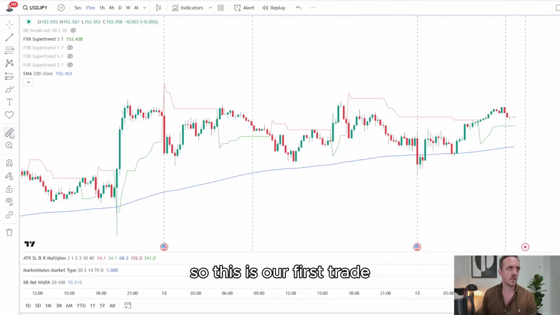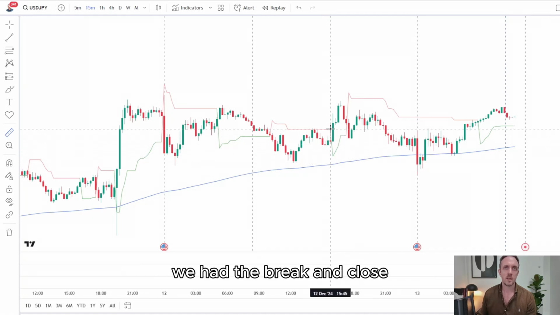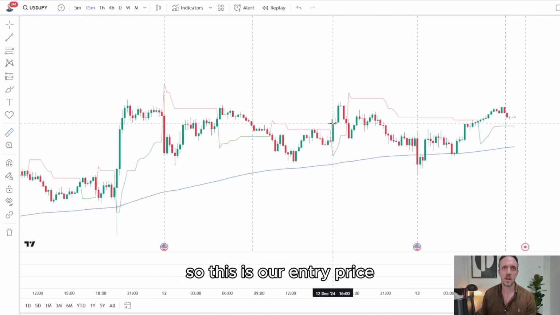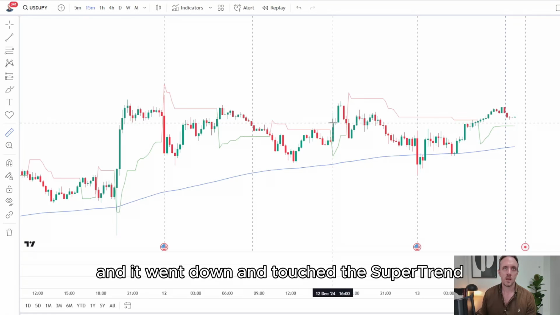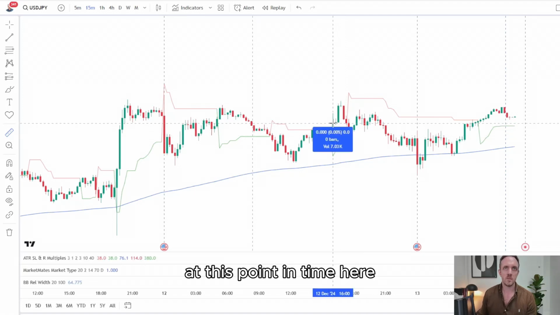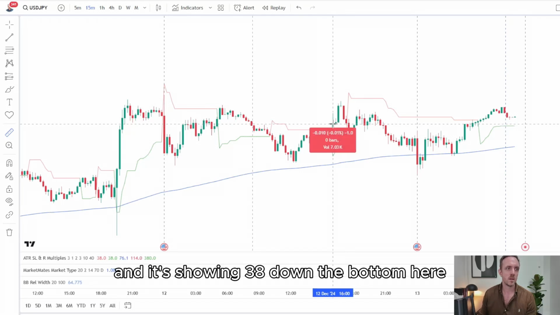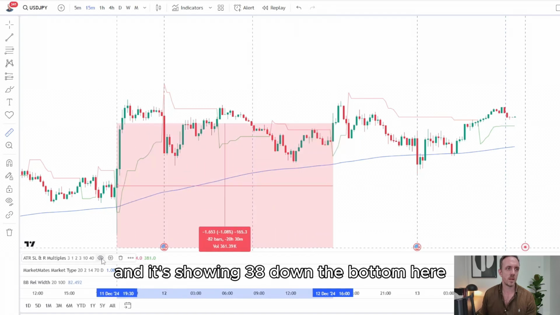So this is our first trade. The price is above the moving average. We had the break and close. So this is our entry price. And it went down and touched the super trend. So that's our exit price. And we had a stop on this at this point in time. Here you can see I'm hovering over the candle, and it's showing 38 down the bottom here.